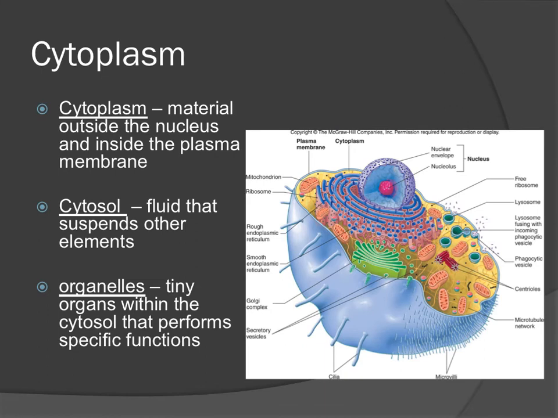Next, we move into our cytoplasm. Our cytoplasm is the material outside of the nucleus, but inside of the plasma membrane. Let me mention, it is kind of clear in color. It has a gel-like appearance, and it is composed mostly of water, and it helps to move materials around the cell and also dissolves cellular waste. The cytosol is the fluid that suspends other elements. This is the portion of the cytoplasm not contained within membrane-bound organelles. It makes up about 70% of the cell volume.